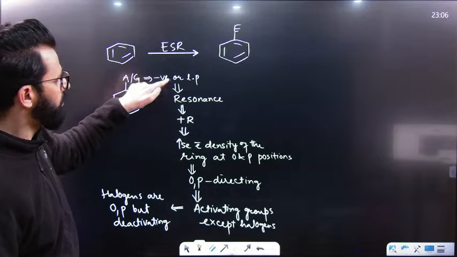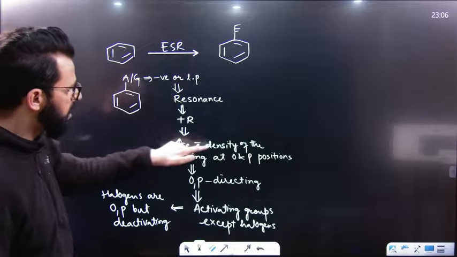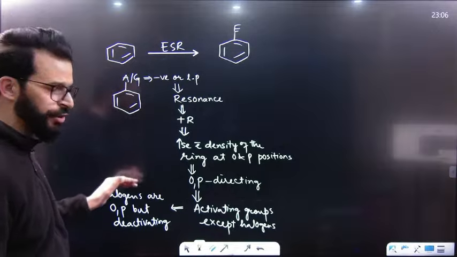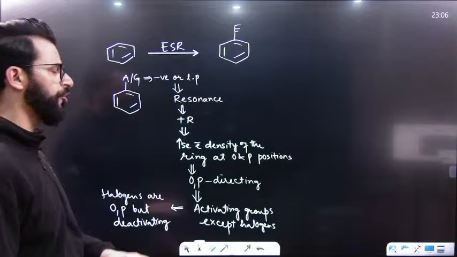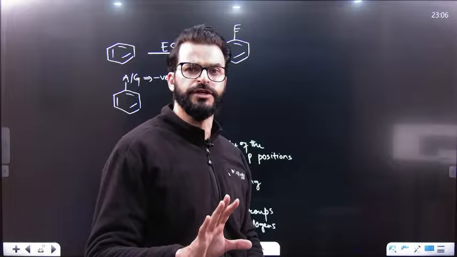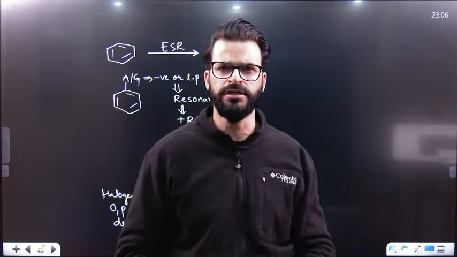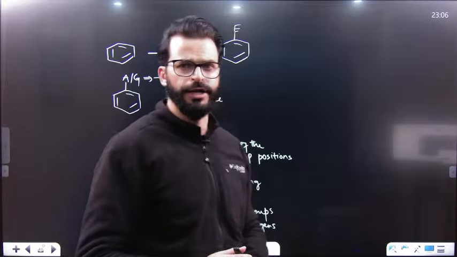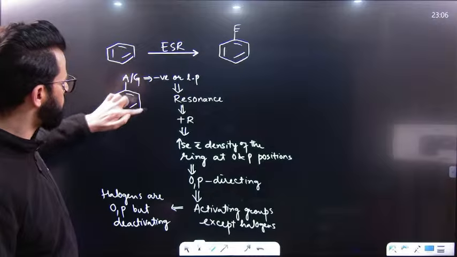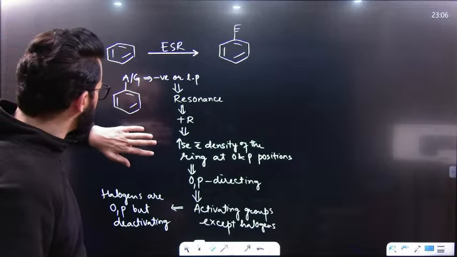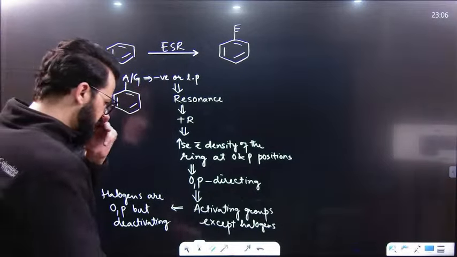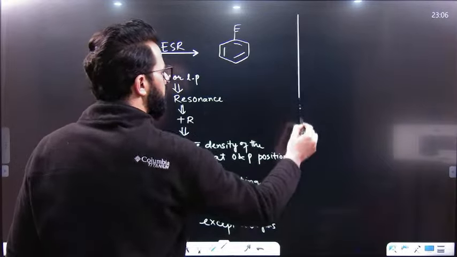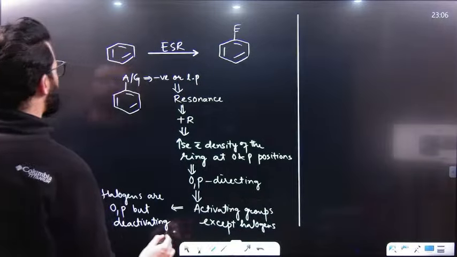Such groups having a negative charge or lone pair, when they show resonance, become ortho-para directing and activating, except halogens. Halogens have a lone pair, so they donate electrons because of resonance, but they are not activating. They are ortho-para directing because of resonance, but they are deactivating because in halogens the minus I electron withdrawing power is more than the plus R electron donating power. That's why halogens overall reduce the electron density of the ring. Remember this point.